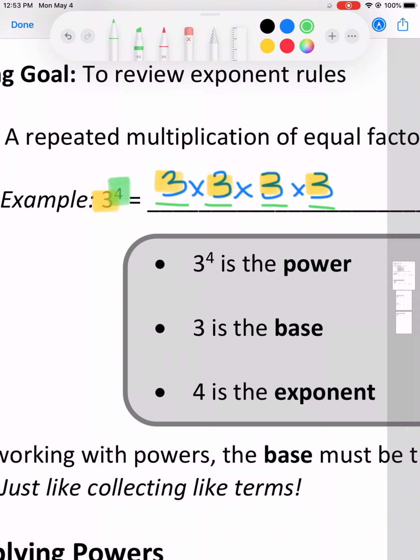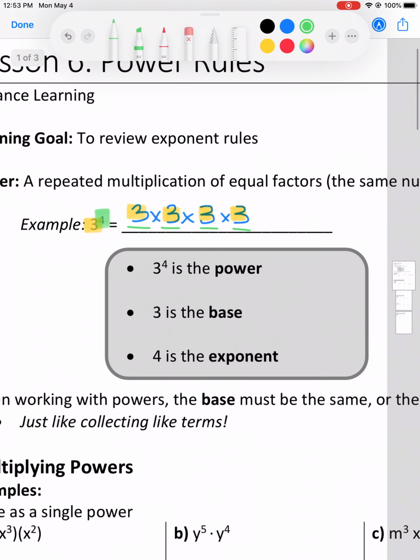We have dealt with powers in the past. I know there has been some slight confusion behind them. So what does it mean? 3 to the power 4 is the power. This whole thing right here, that's what I mean by the power. 3 is the base, which is the number that we write each time, as you can see above: 3, 3, 3, 3. And 4 is the exponent.